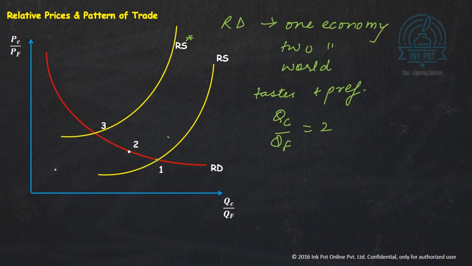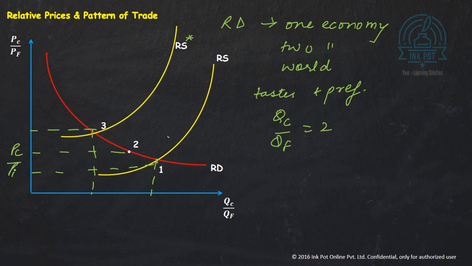In my home country, this was the PC by PF. PC was really low. Why? I had a high production of cloth. In the foreign country, PC by PF was really high. Why? They had less production of cloth but a high production of food. When they trade with each other, this country will sell there. So this country's demand will increase, and this country's supply will increase. If supply increases, PC by PF will decrease; if demand increases, PC by PF will increase. And they will come at a point 2, which is the point of the world.